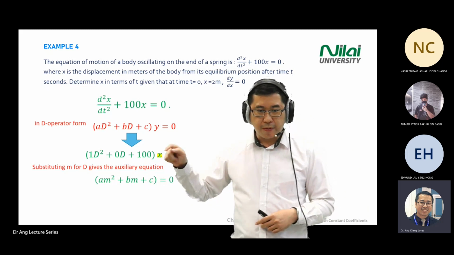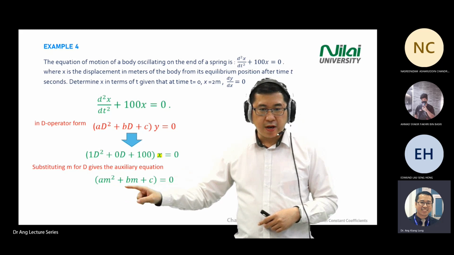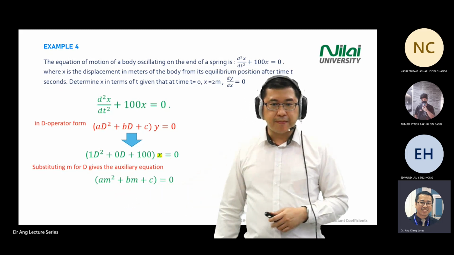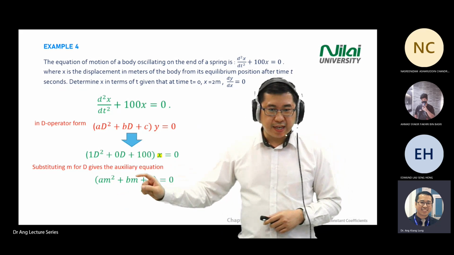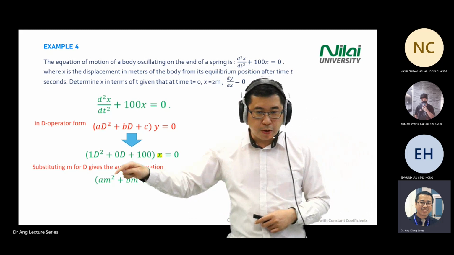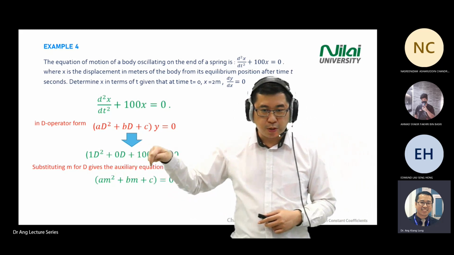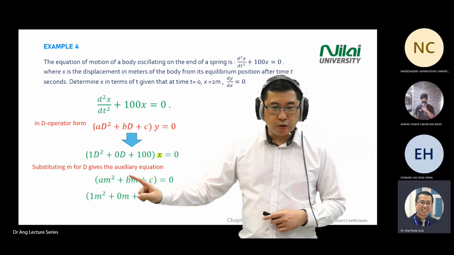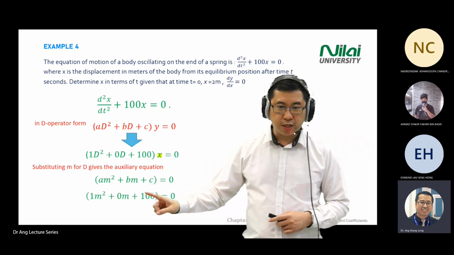Put in the quadratic form, aM squared plus bM plus c. Write this general form and compare side by side. Why do you need to compare side by side? Because you need to find what is your small a, what is your small b, what is your small c. From here, you know what is your a, b, and c.